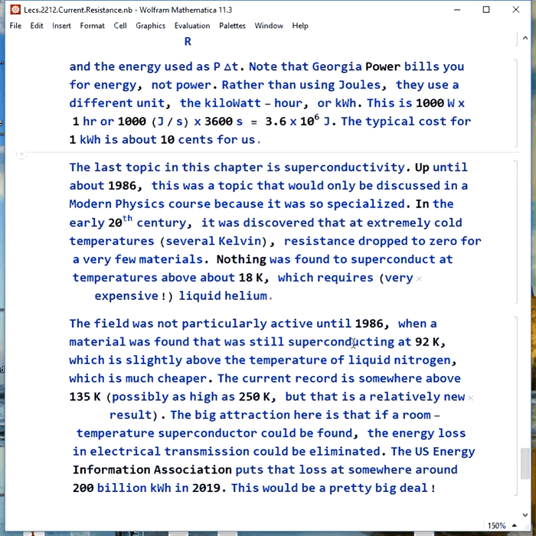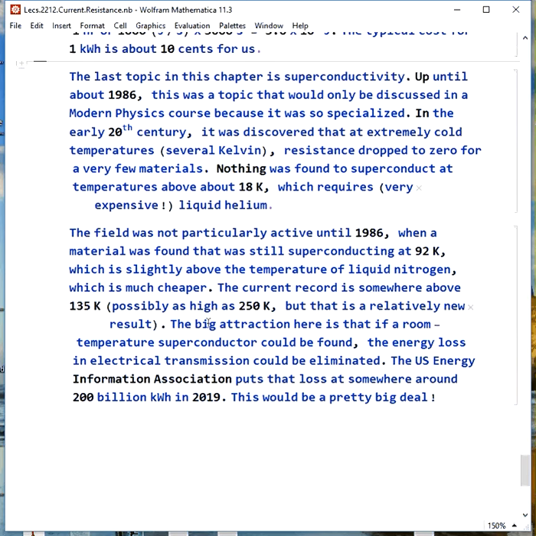The big deal here is that if a room temperature superconductor could be found, that would be around 300K. We could get rid of the energy loss in electrical transmission lines, and according to the government, their estimates, somewhere around 200 billion kilowatt hours are lost just in moving from the power plant to the user in 2019. So this would be a really big deal. This would be a very fundamental change in our energy situation.